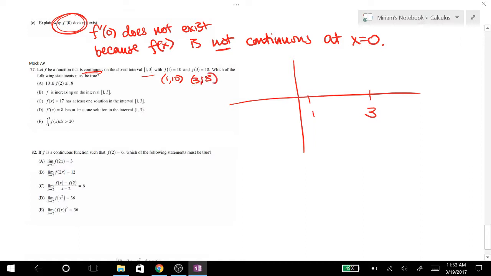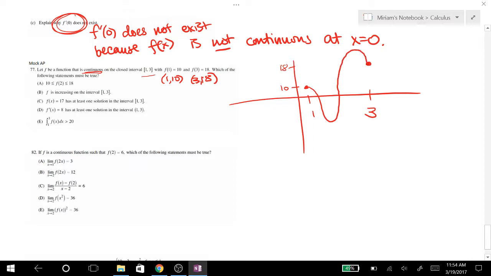So if I made a rough sketch, it's not going to be perfect. Let's say 10 is here. It's not scaled, I apologize. And 3 and 18. Okay, take a minute, make sure you know where I'm getting these points and numbers. So the fact that I'm continuous means that I can connect these 2 dots with no holes, no jumps, no vertical asymptotes. So I'm just going to make up a graph and connect them.